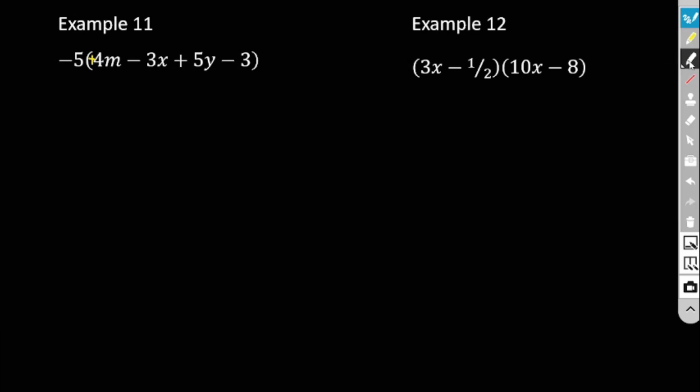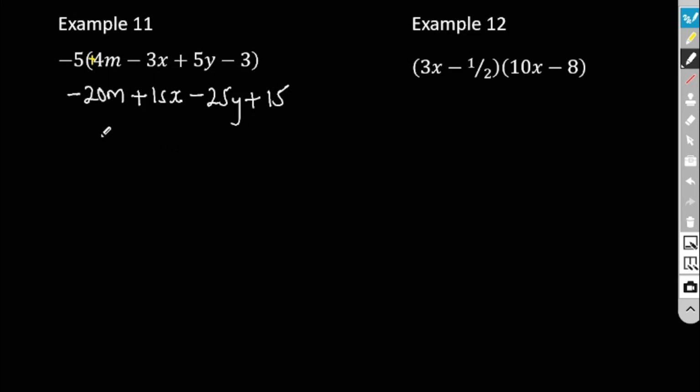So as you open the bracket, you need to first of all multiply the negative and this positive to get a negative. Then 5 times 4m is going to give us 20m. Then this negative times this negative is going to give us a positive. Then 5 times 3x is going to give us 15x. Then this negative times this positive will give us a negative. Then you have 5 times 5y is going to give us 25y. Then this negative times this negative is going to give us a positive. Then 5 times 3 is going to give us a 15.